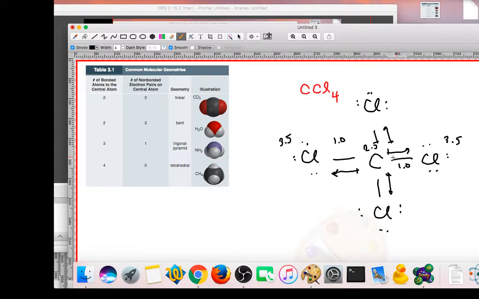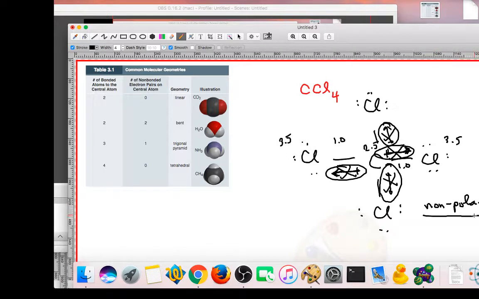So what does that mean? The value of this arrow is 1. The value of this arrow is also 1. So this arrow and this arrow, because they point in opposite directions, will cancel each other out. This arrow and this arrow also, they're pointing in opposite directions, so they will cancel each other out. The net effect is that this whole molecule is nonpolar. Nonpolar. Did you see that? All of the bonds are polar, but the molecule is nonpolar.